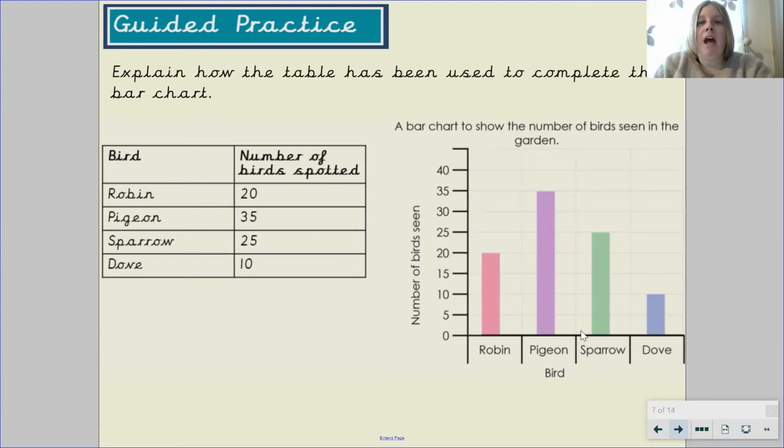Let's recap. A bar chart has a title. It has 2 axes. Both axes have a name or a title. We have numbers going up in a scale. The numbers are next to the line of the squares in your book. We use a ruler to draw the bars. We need to make sure that the gap is the same between our bars.